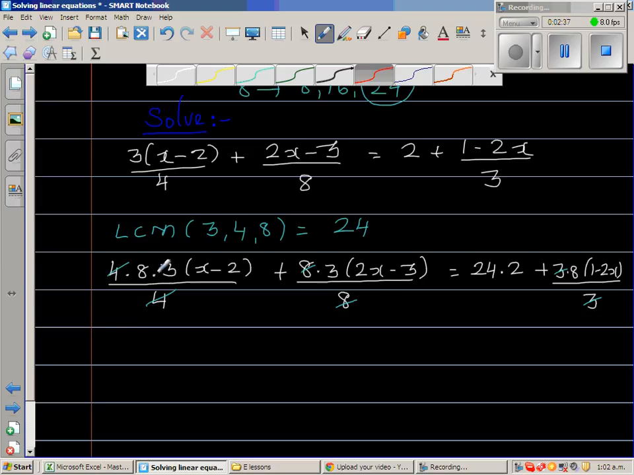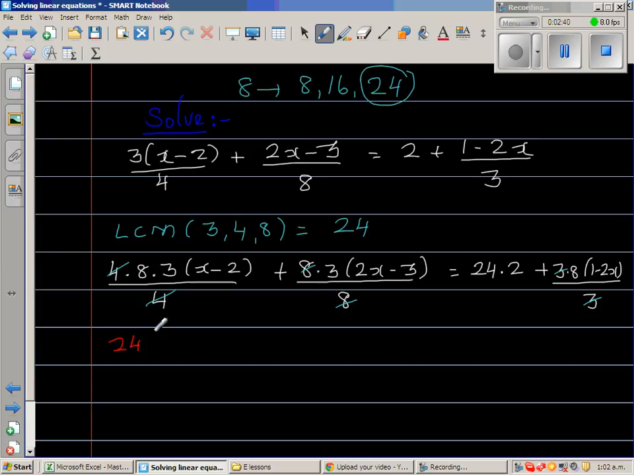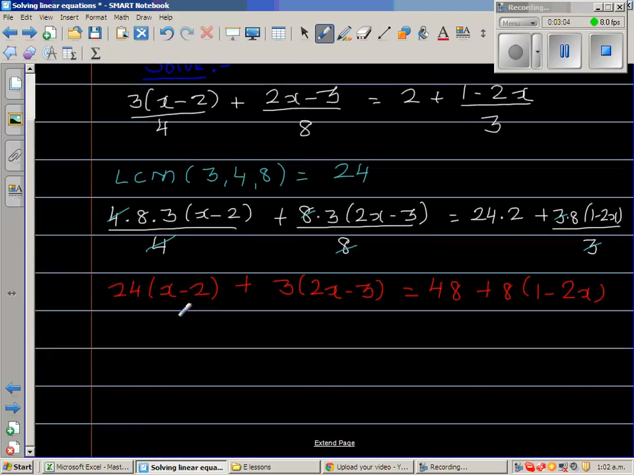So this becomes 8 times 3, which is 24, times (x minus 2), plus 3 times (2x minus 3), equal to 24 times 2, which is 48, plus 8 times (1 minus 2x). What happens next is you have to expand. So this is 24x minus 48 plus 6x minus 9 equal to 48 plus 8 minus 2x.